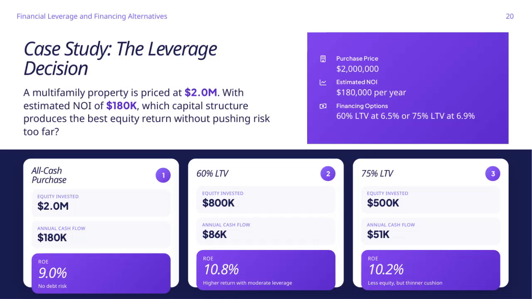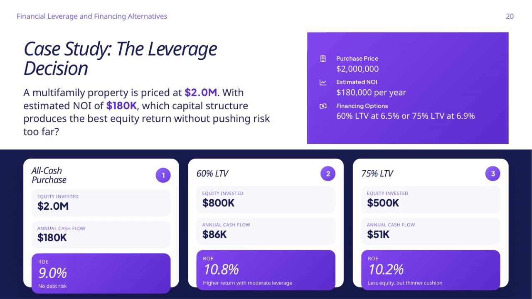Here we have a case study focusing on a leverage decision for a multifamily property priced at $2 million with an estimated net operating income of $180,000 per year. The key question is, which capital structure offers the best equity return without taking on excessive risk? First, there's the all-cash purchase option. This requires an equity investment of $2 million, generates an annual cash flow of $180,000, and yields a 9% return on equity. The benefit here is there is no debt risk since you own the property outright.